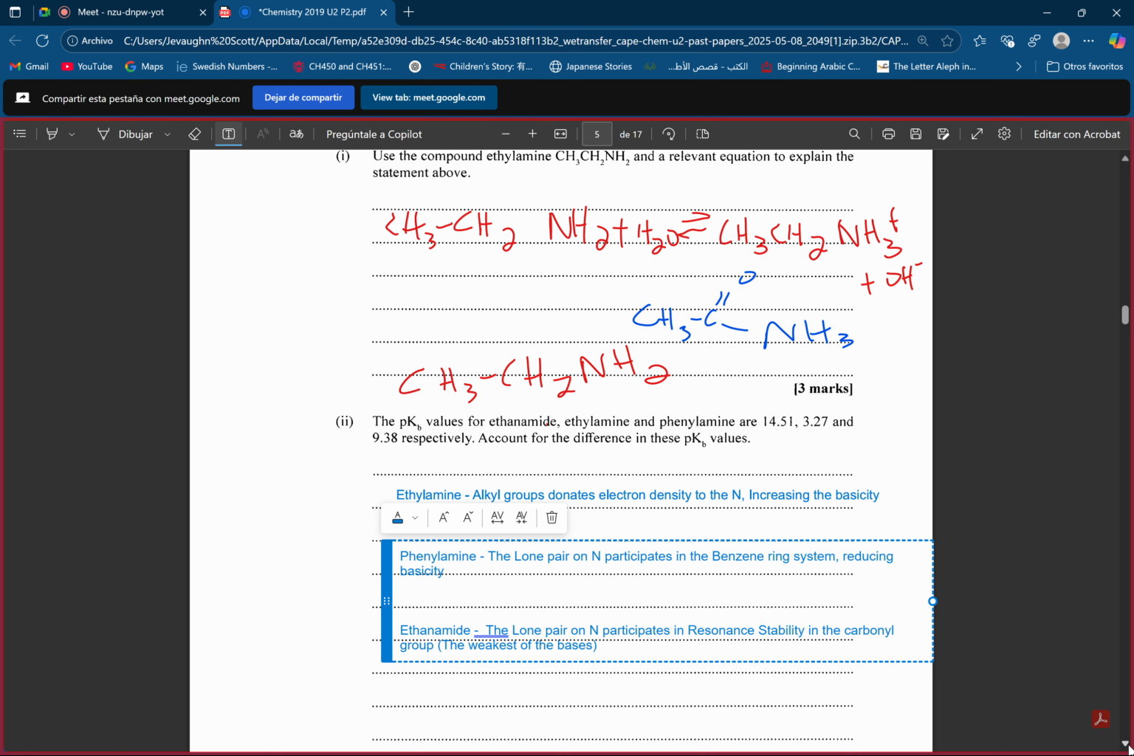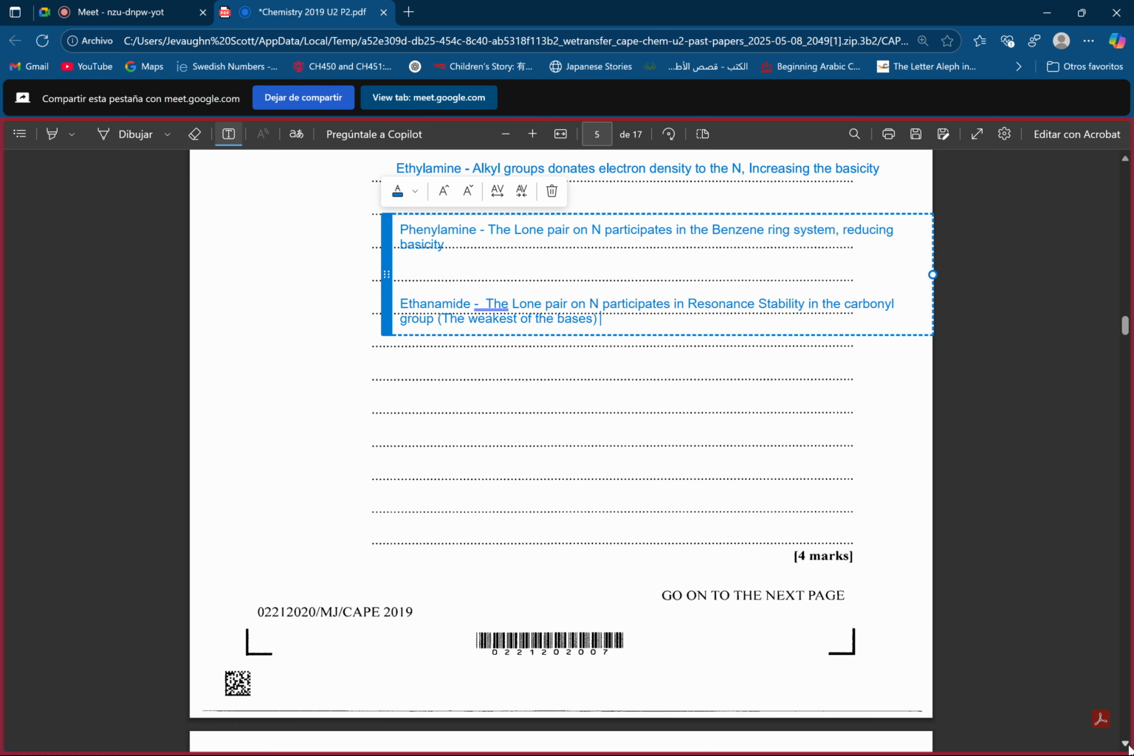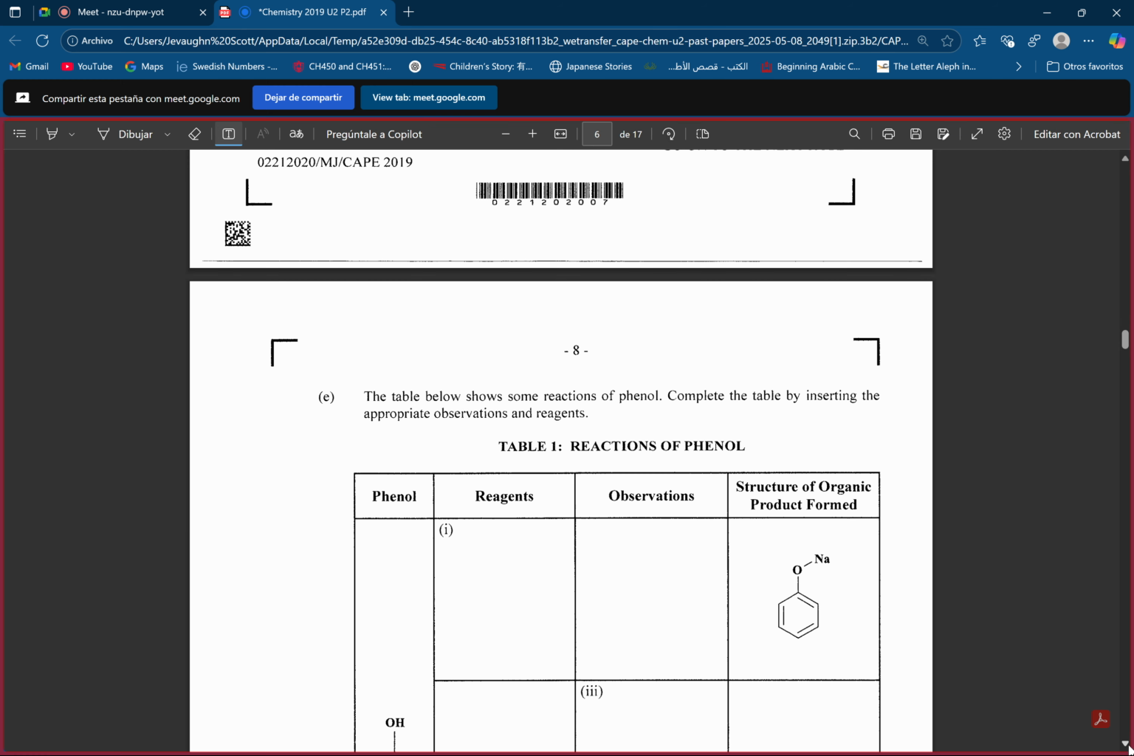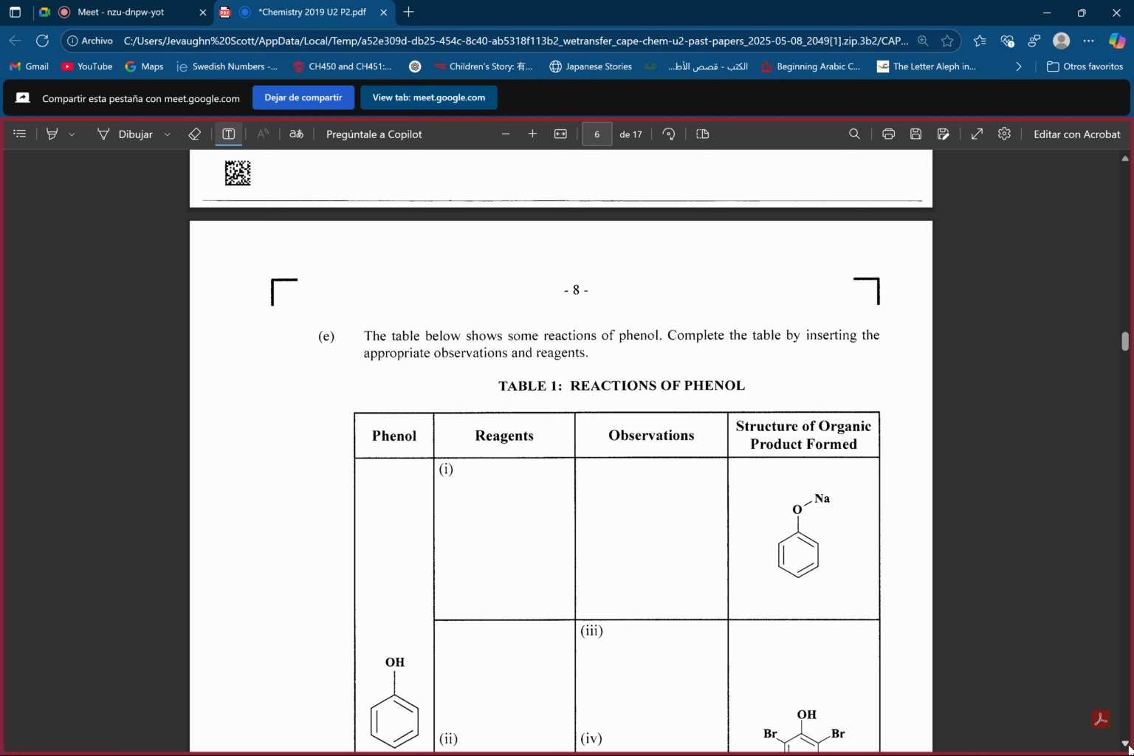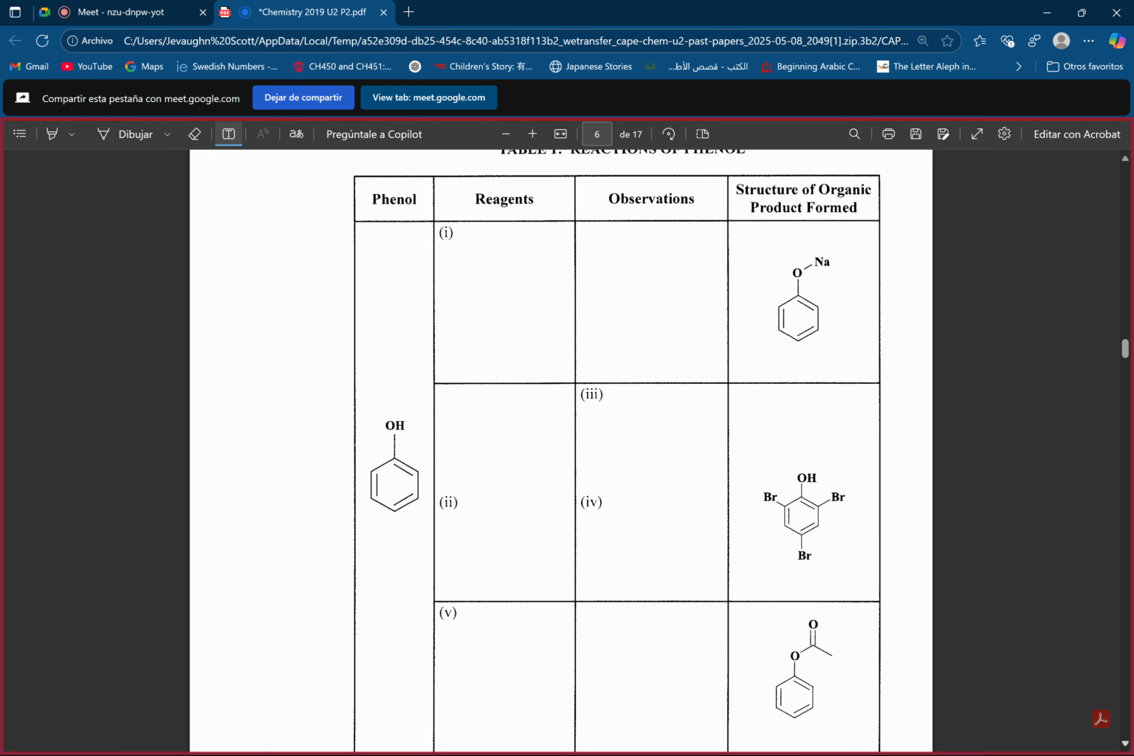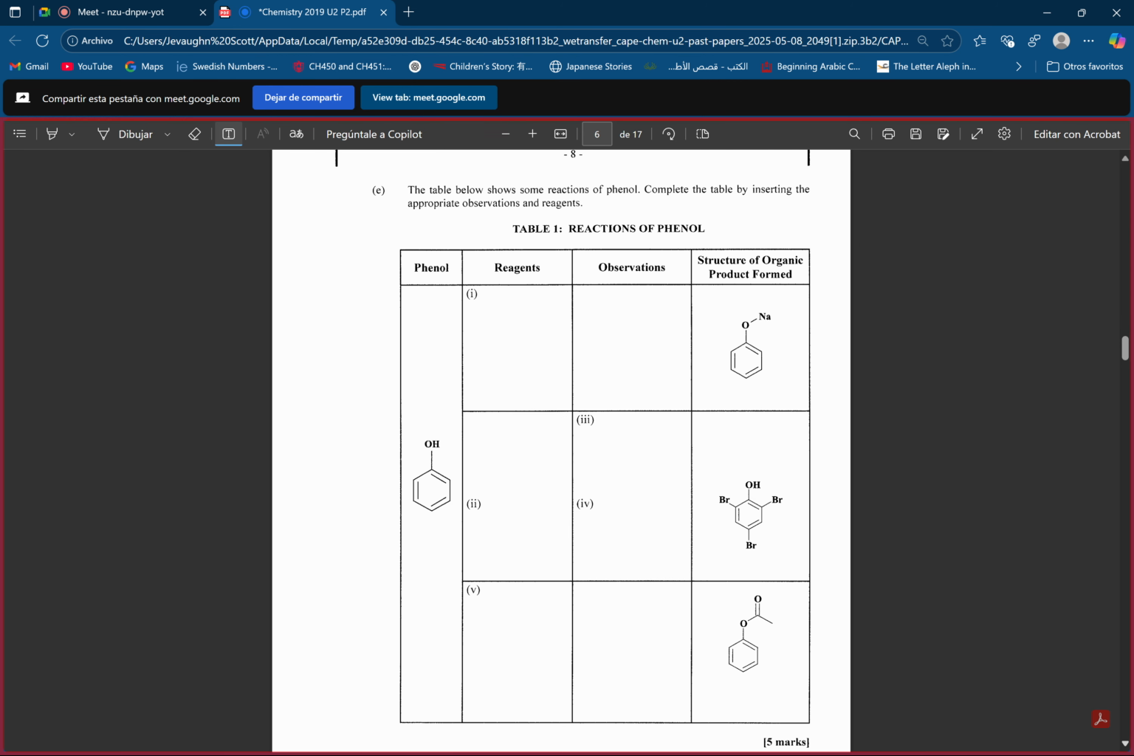All right. This is a fairly simple paper. The table shows some reactions of phenol. Complete the table by inserting the appropriate observations and reagents. And those who know me know that I love types of tables like these. Best things ever. Alright. The phenol producing this compound out here, where the hydrogen is replaced with sodium. What would be the reagent we use for that?